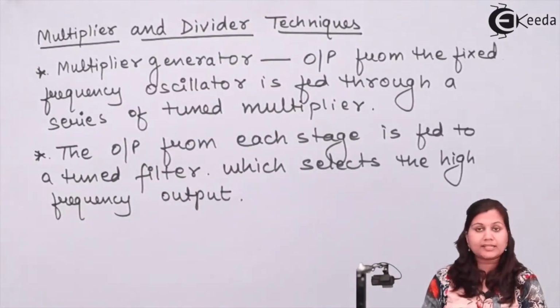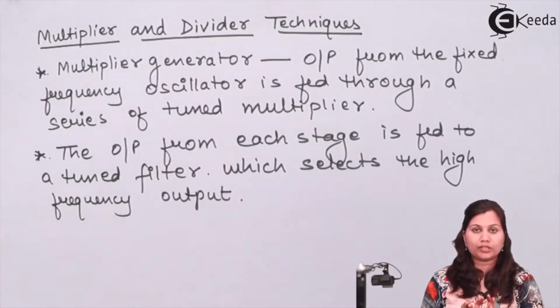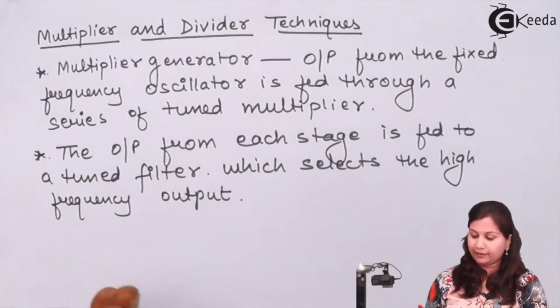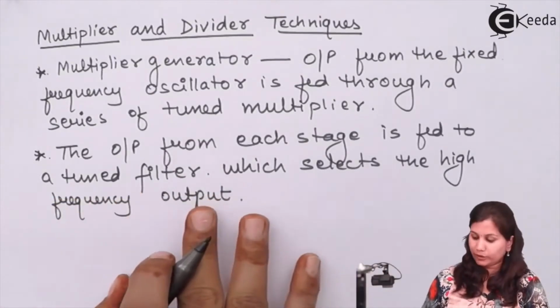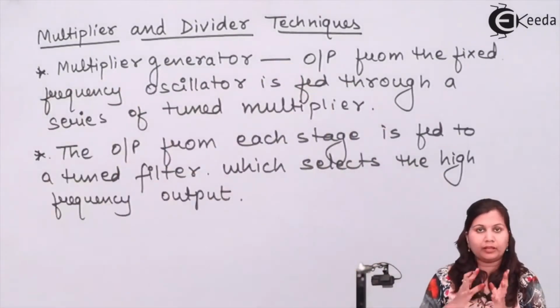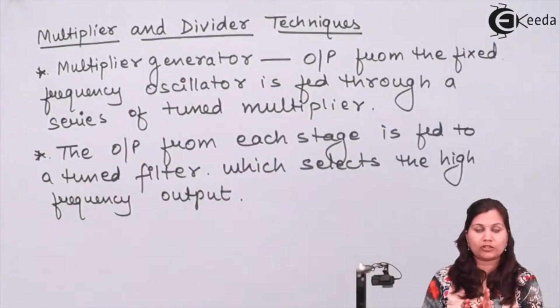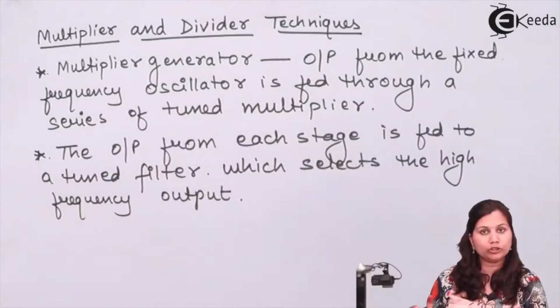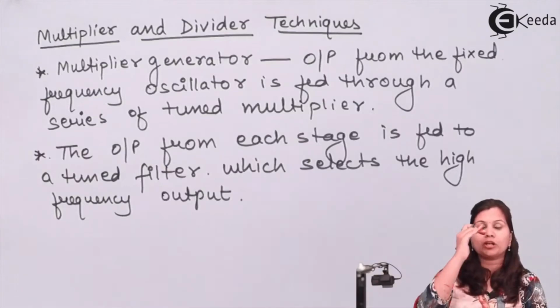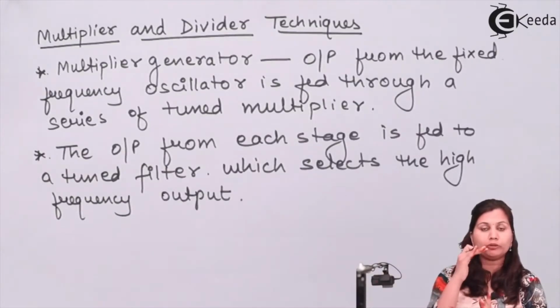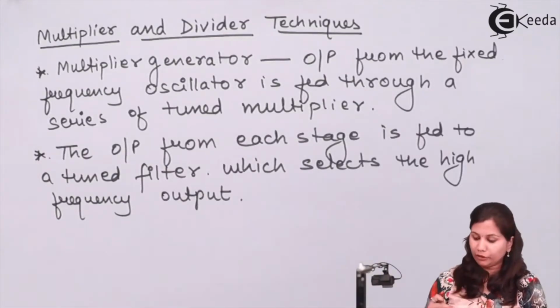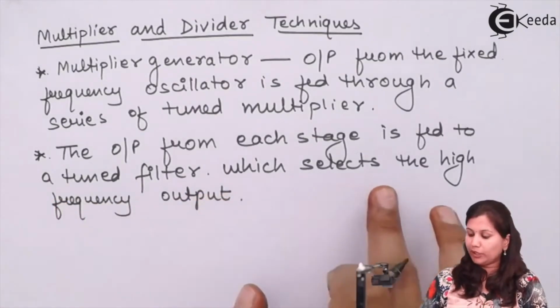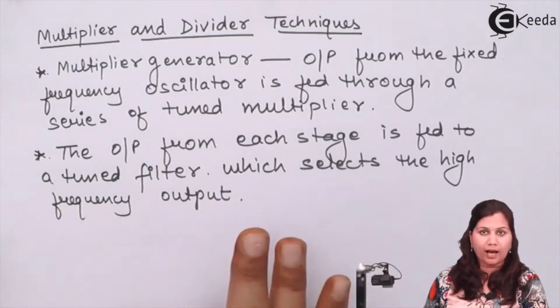In this multiplier generator we are using tuned multipliers and tuned filters. We have a fixed frequency oscillator, and its output is given to the tuned multiplier. We have different tuned multipliers, so at every stage the output of the tuned multiplier is given to the tuned filter, which selects the high frequency output.